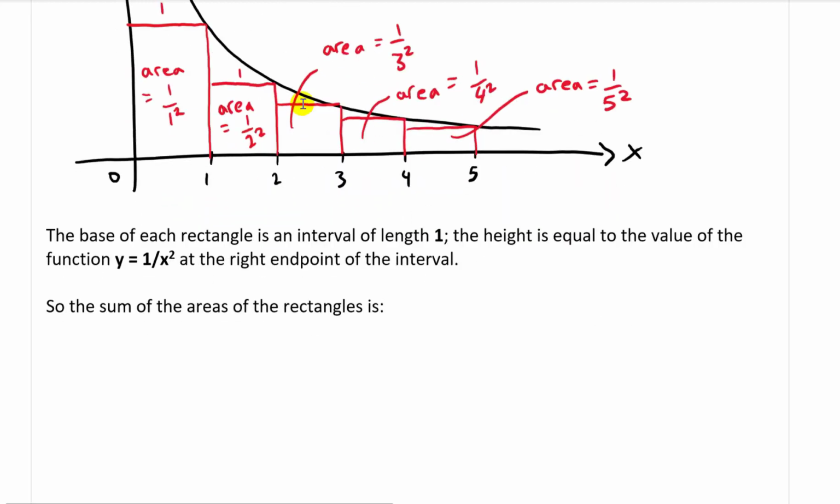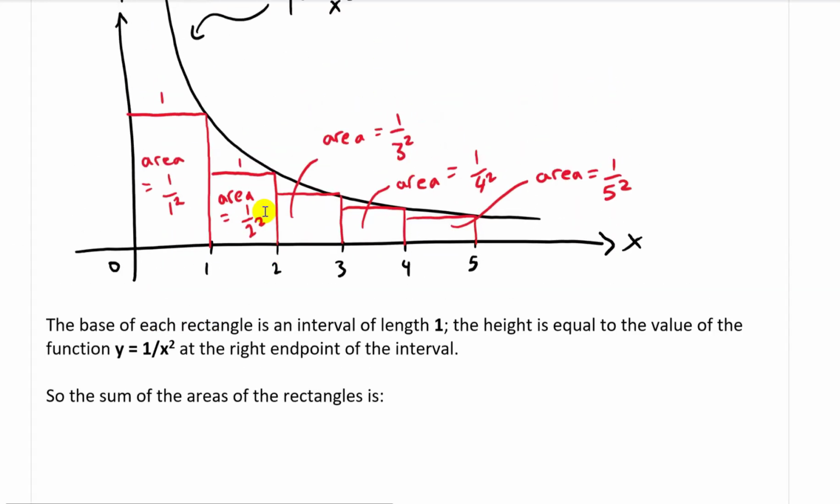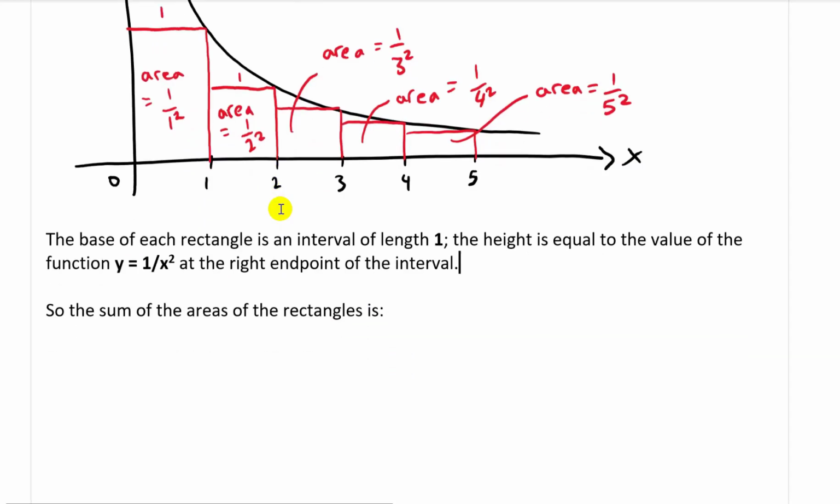So yes, here I've written up here. The base of each rectangle is an interval of length 1, as I drew over there. The height is equal to the value of the function y equals 1 over x squared at the right endpoint of the intervals. For the interval from 0 to 1, we look at the right endpoint 1; from 1 to 2, we look at the right endpoint 2, and so on.